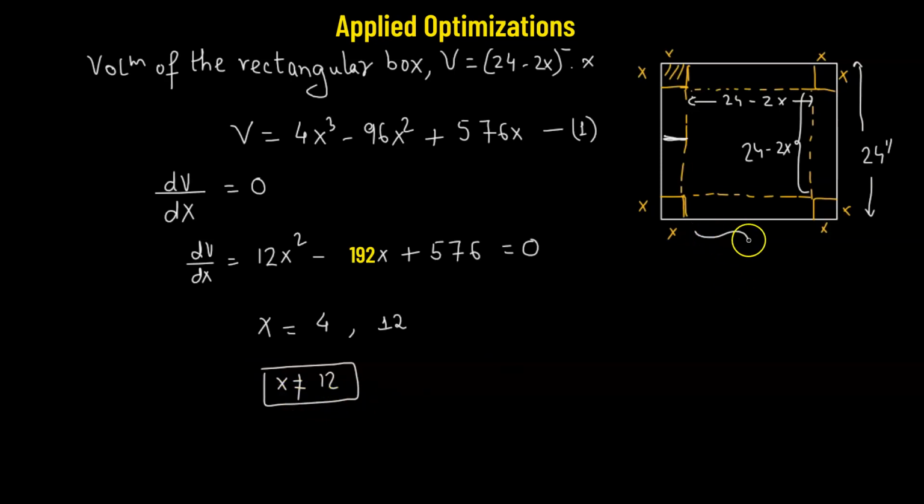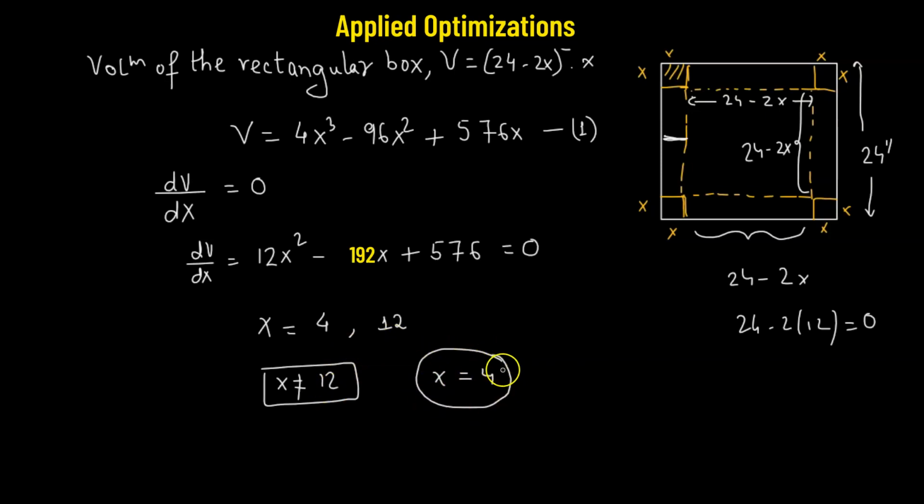Now see, here we have considered that the length of the box base is 24 minus 2x. So if we have x equal to 12, then this will simply go to 0, which is not possible. So we are discarding the value x equals 12. We have only one value, x equals 4. Now, for this x equals 4, we are not sure about it. It could either maximize the volume or it could also minimize the volume. So to be entirely sure, all we have to do is find the second derivative. So let's do that.